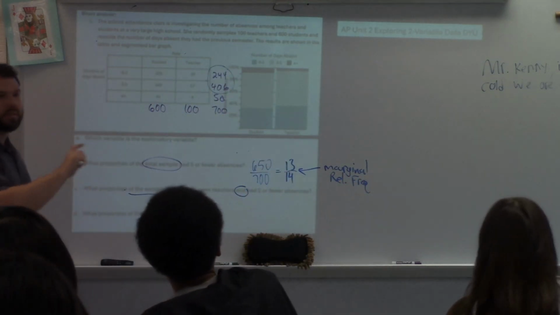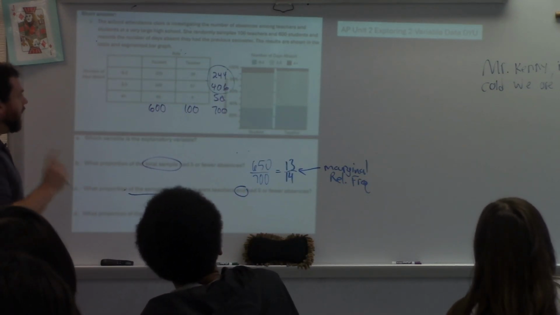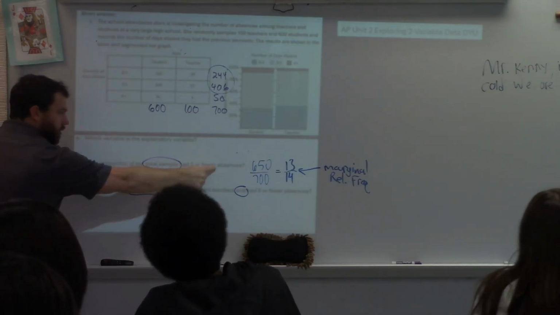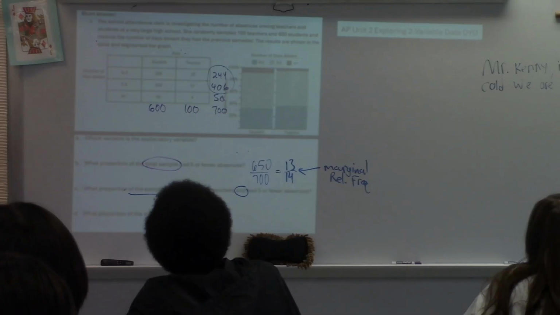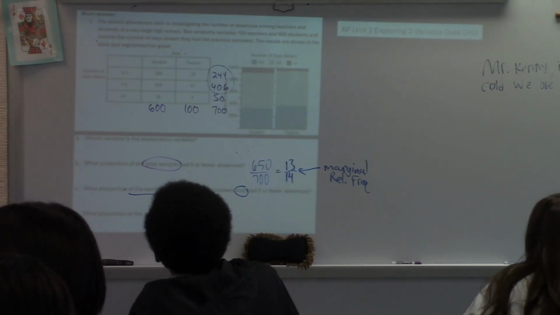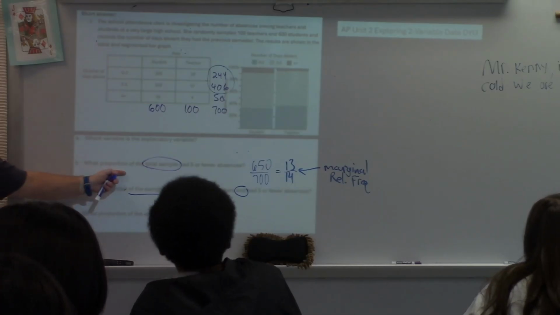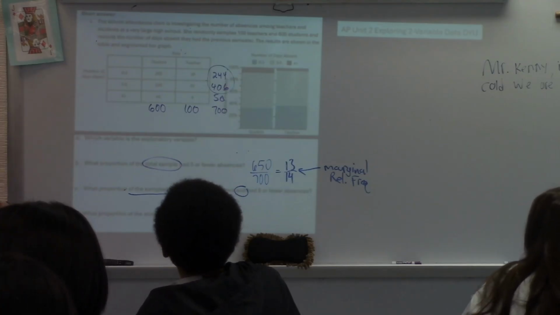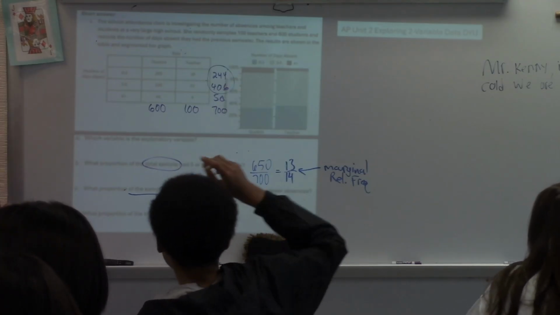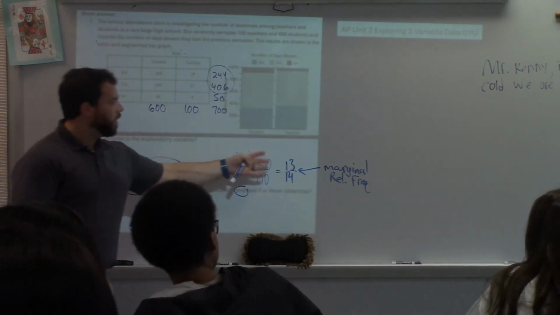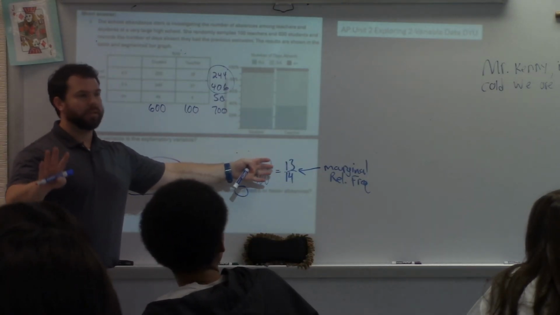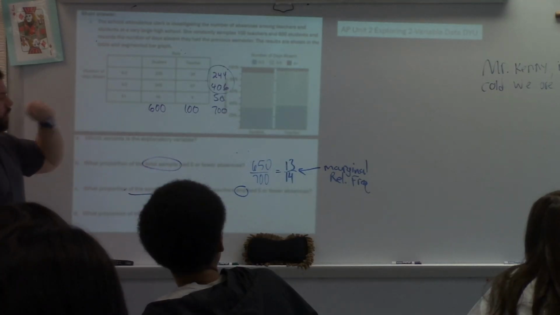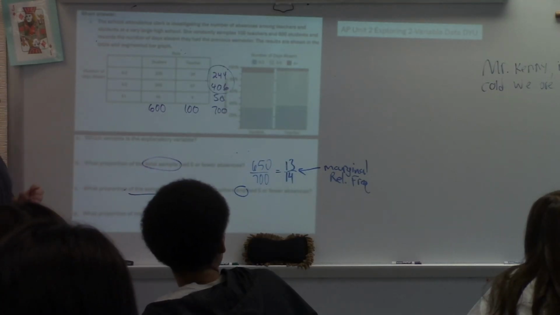Remember, we have two variables, number of days absent and role. When I look at this question, how many of those variables did I actually look at? Did I care at all about the role? No. So I only looked at one variable. When you're only looking at one variable, as in B, that's when I have to go to the margins and look at a marginal relative frequency.